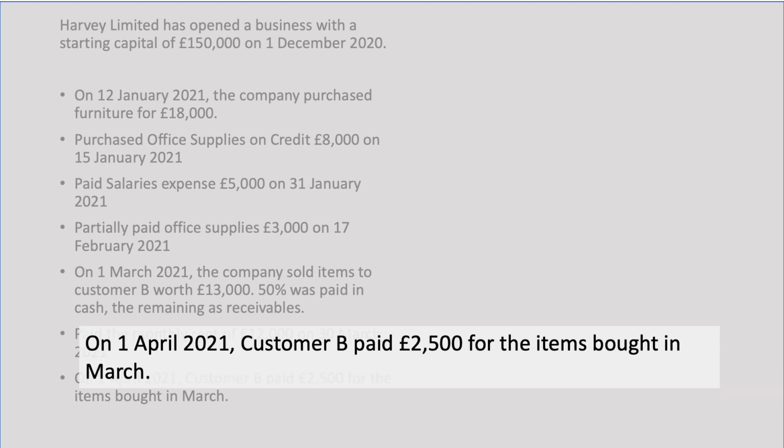On 1st April 2021, customer B paid $2,500 for the items bought in March. The company has a receivable from customer B for the sale in March. So since they paid $2,500, this is a decrease in its accounts receivable, thus the credit. Then a debit on cash for $2,500 since a payment is received.